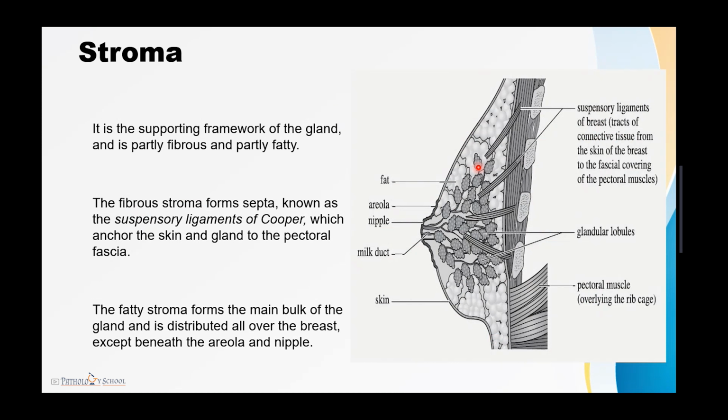The other part of the internal structure of the breast is the stroma, which is partly fibrous and partly fatty. The fibrous part of the stroma is formed by suspensory ligaments of Cooper, which anchor the skin and the gland to the pectoral fascia. This is important when it is involved by a cancerous lesion. It pulls along this fibrous stroma and causes dimpling or puckering of the breast.